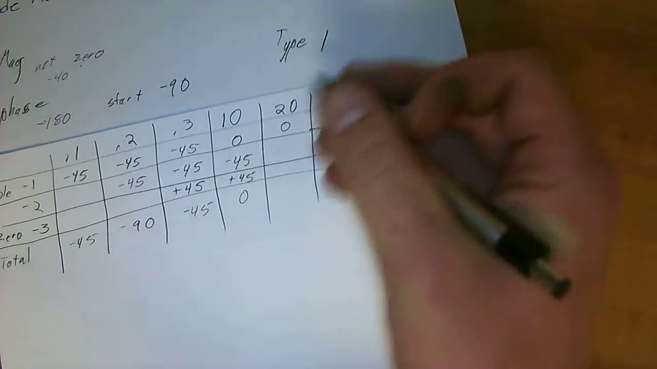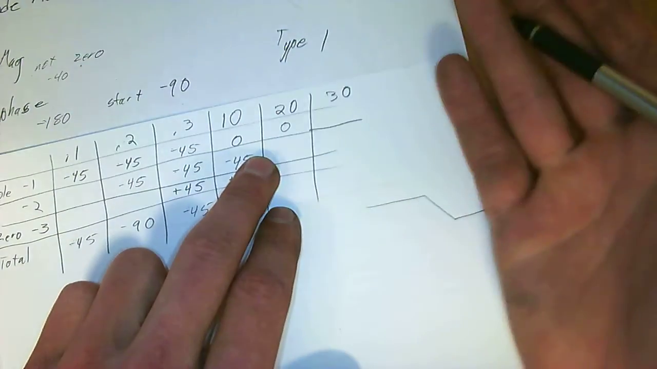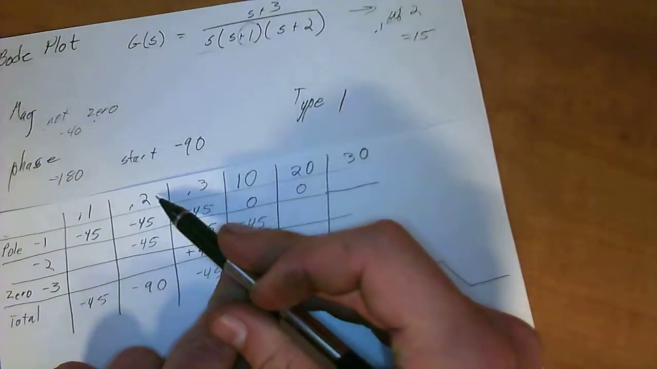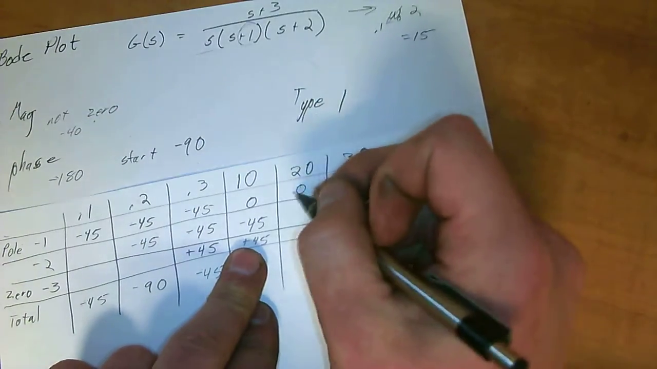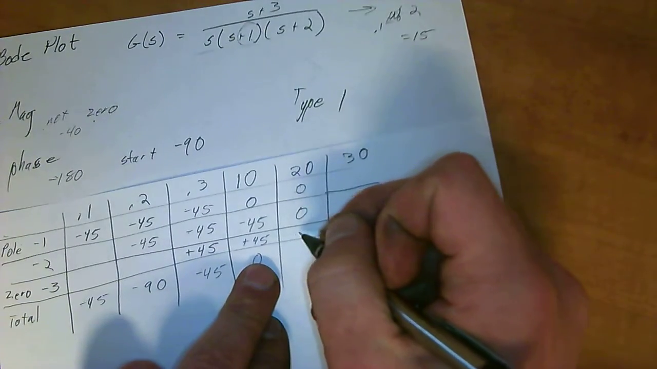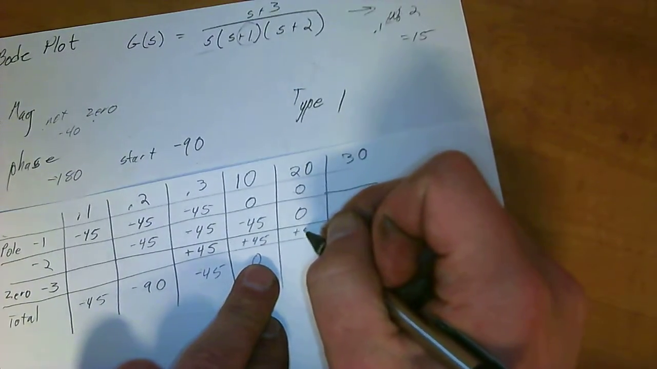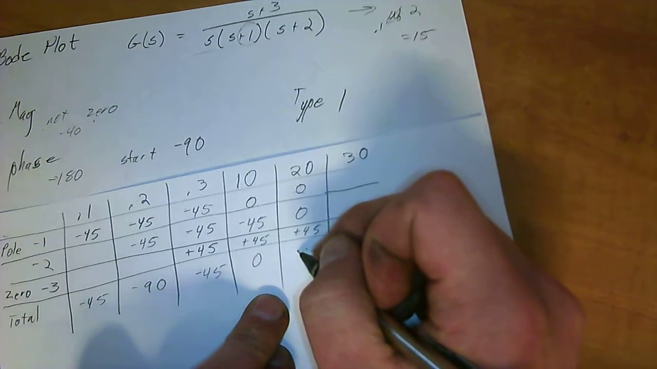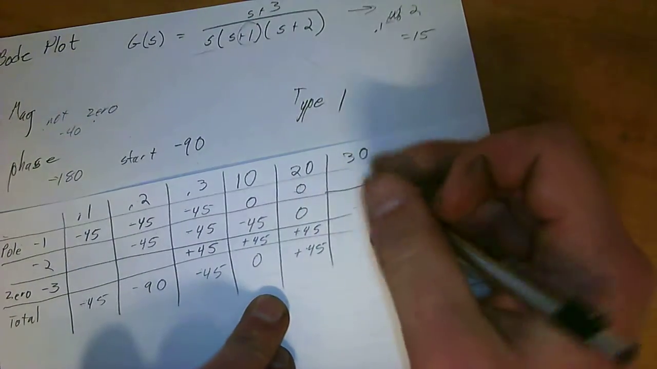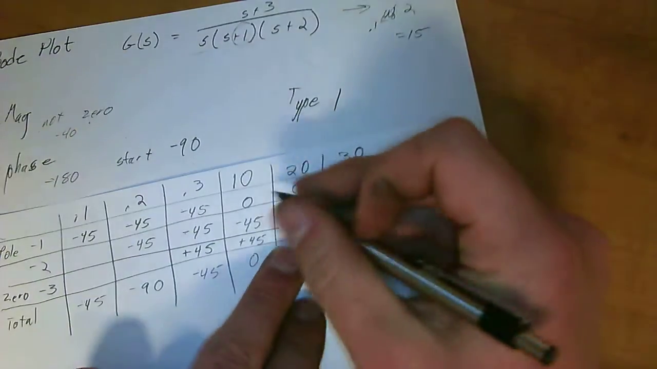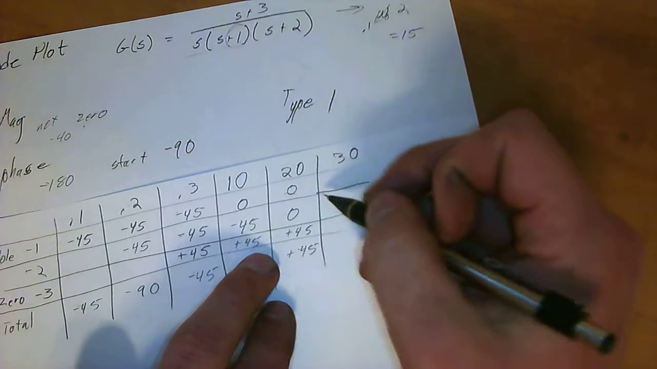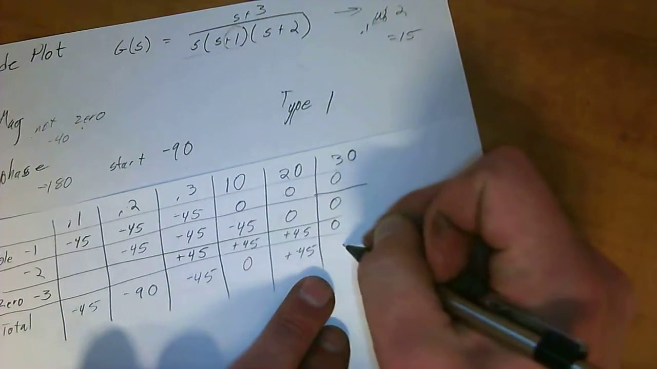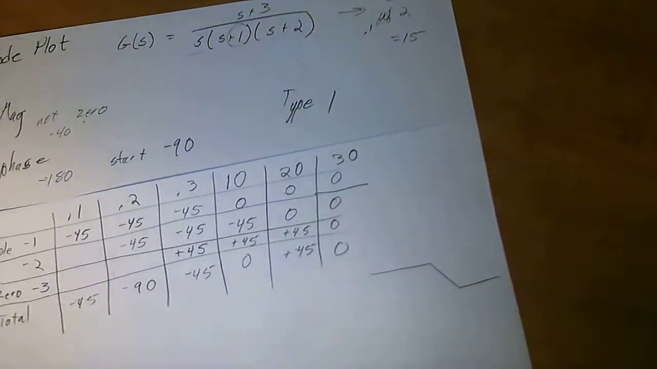And then right here, you get to 20. 20 is the last part of the effect of the pole at 2. So it goes to 0 at 20. And then you just have plus 45. And then at 30, the effect of the 0 has worn off because we went from 0.3 to 30. So you've got 0, 0, 0, slope is 0 again.